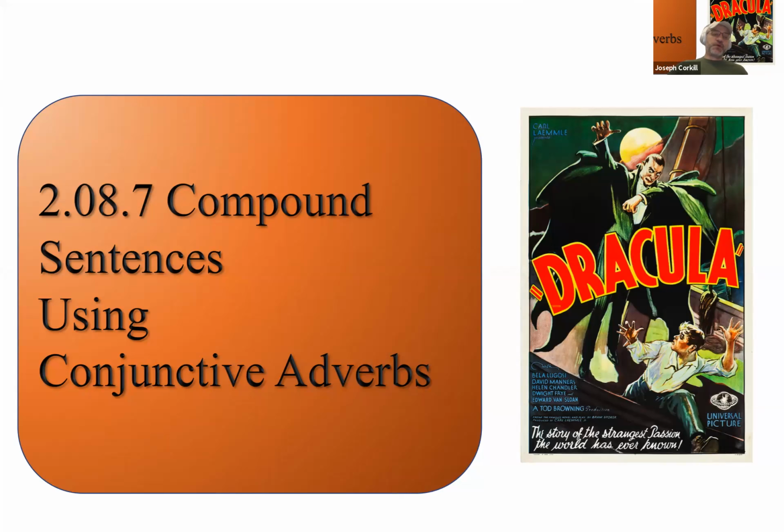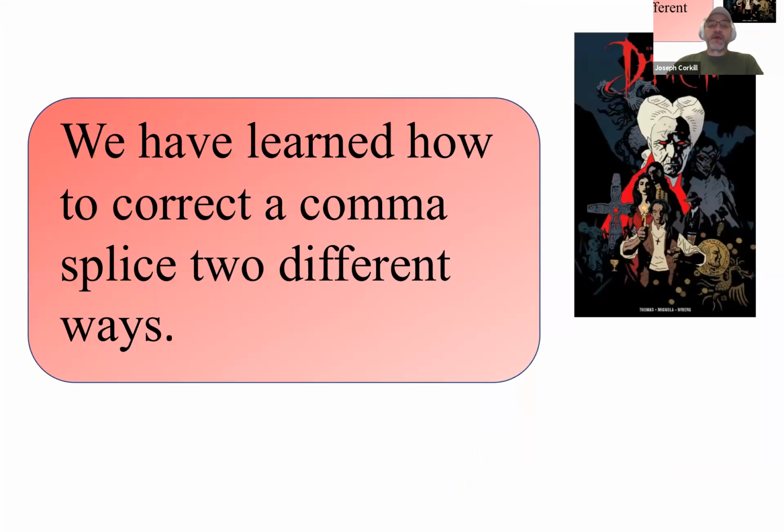All right, 2.087. You don't have to open it right now. We can open it in a minute. Just do some review: compound sentences using conjunctive adverbs. This is all about removing comma splices. We have learned how to correct a comma splice in two different ways so far. We reviewed them. You might have covered it before. I'm sure you have.